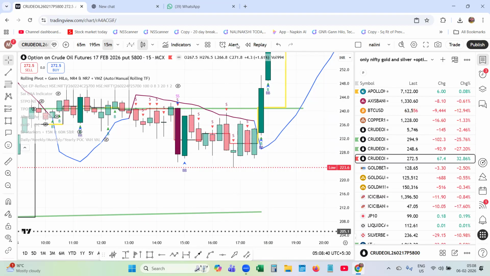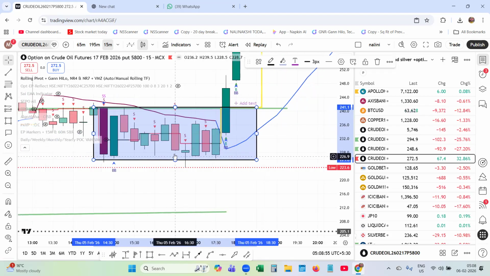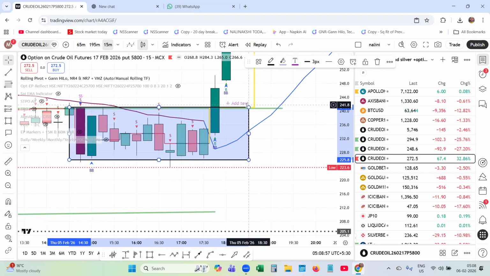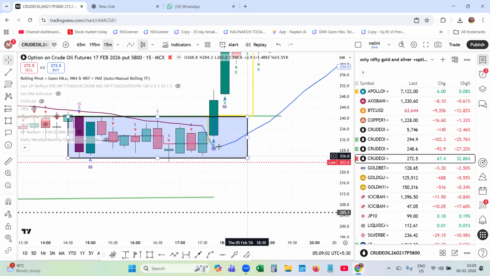Energy is building over here. Energy is building over here. Finally, the market climbs above the Gann HiLo and the rolling pivot. The rolling pivot turns yellow. I have made it yellow to differentiate between the R1 and S1. So this is color 0 becoming positive.